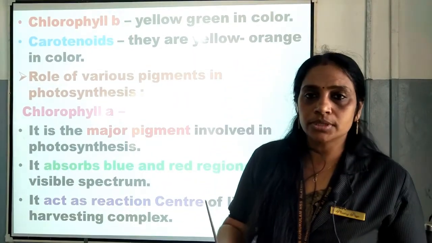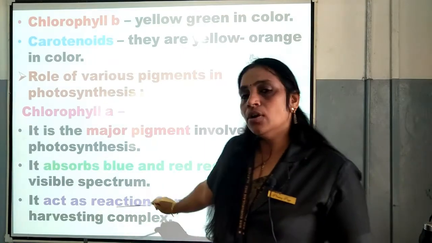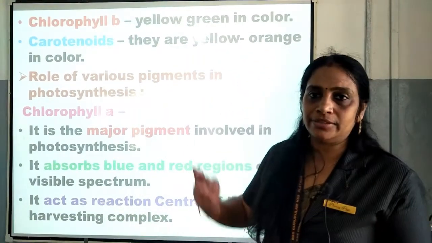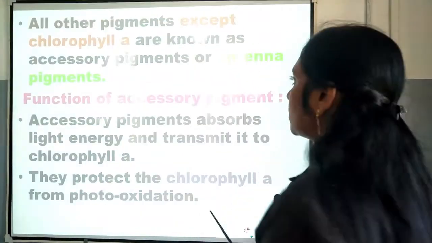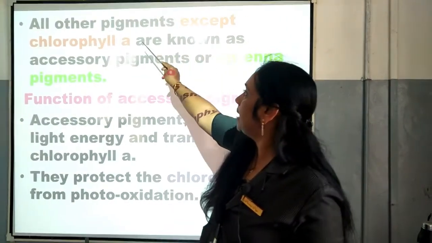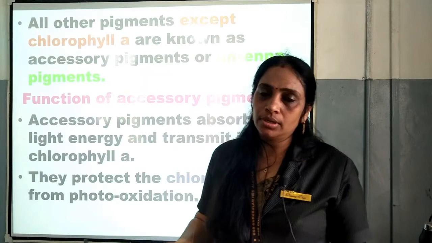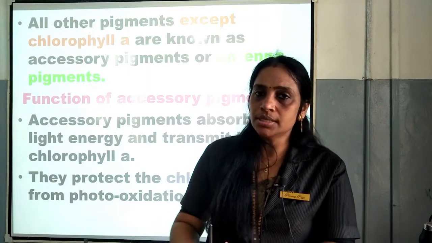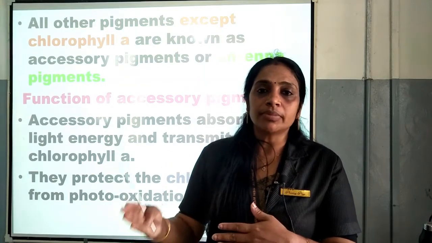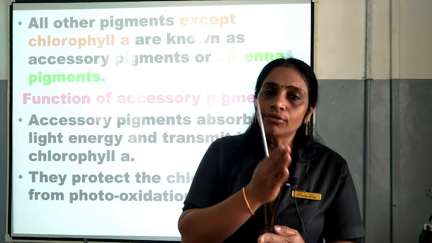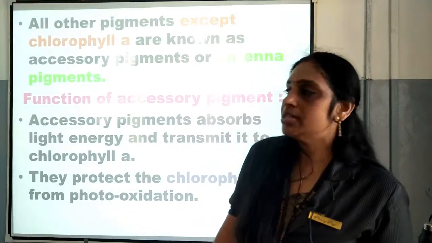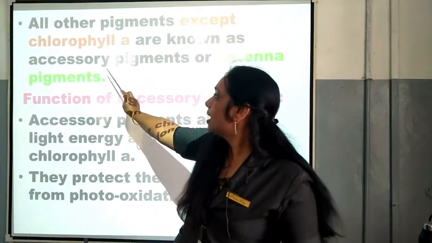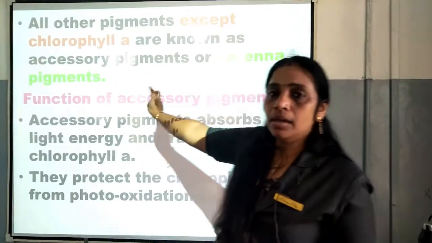In the photosynthetic process, there is a light harvesting complex, and in that complex chlorophyll A is acting as a reaction center. Understood, my dear children? Now all other pigments except chlorophyll A are known as accessory pigments. Chlorophyll A is the main pigment which is doing photosynthesis. The other pigments present are helping chlorophyll, and those pigments are called accessory pigments or antenna pigments.